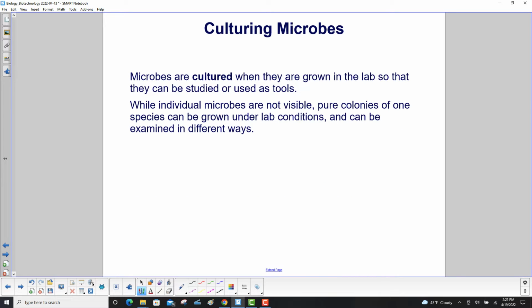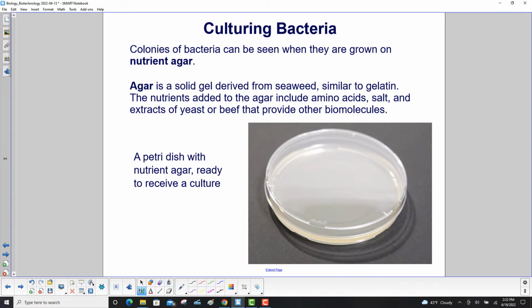Microbes are cultured when they are grown in the lab so that they can be studied or used as tools. While individual microbes are not visible, pure colonies of one species can be grown under lab conditions and can be examined in different ways. Colonies of bacteria can be seen when they are grown on nutrient agar. Agar is a solid gel derived from seaweed, similar to gelatin. The nutrients added to the agar include amino acids, salt, and extracts of yeast or beef that provide other biomolecules. A petri dish with nutrient agar ready to receive a culture.